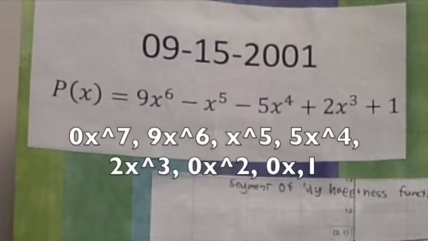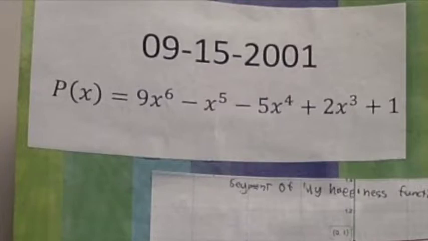0x to the 7th, 9x to the 6th, x to the 5th, 5x to the 4th, 2x to the 3rd, 0x to the 2nd, 0x, and 1. I removed the 0 coefficient because anything times 0 equals 0. I also decided to make x to the 5th negative and 5x to the 4th negative.